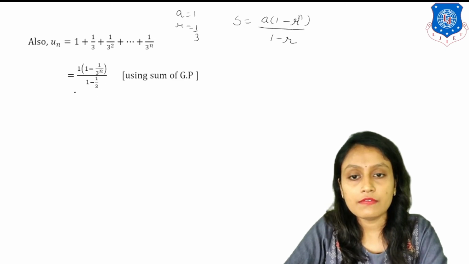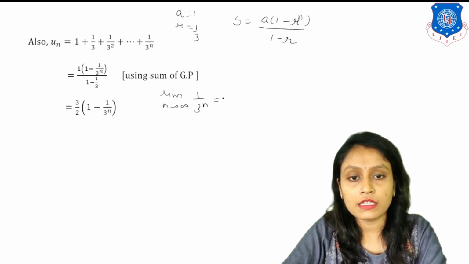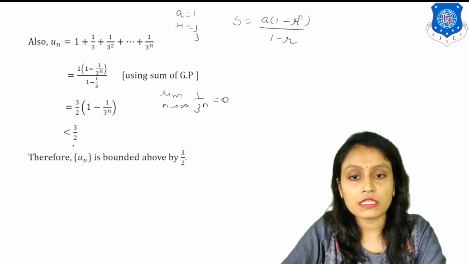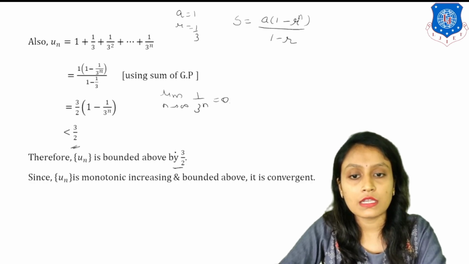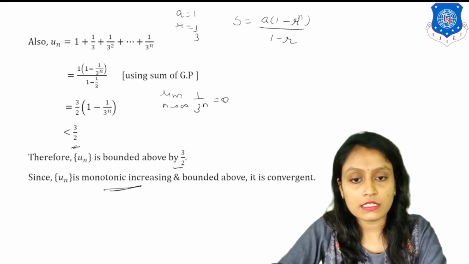Firstly we will simplify this. So you will get 3 by 2 into 1 minus 1 upon 3 raised to n. Now we know that the limit as n tends to infinity of 1 upon 3 raised to n is equal to 0. So this term will be 0, and what will remain is 3 by 2. So un is less than 3 by 2, which means it is bounded above by 3 by 2. So our given sequence is monotonic increasing and it is bounded above. Therefore, we can say that it is convergent.